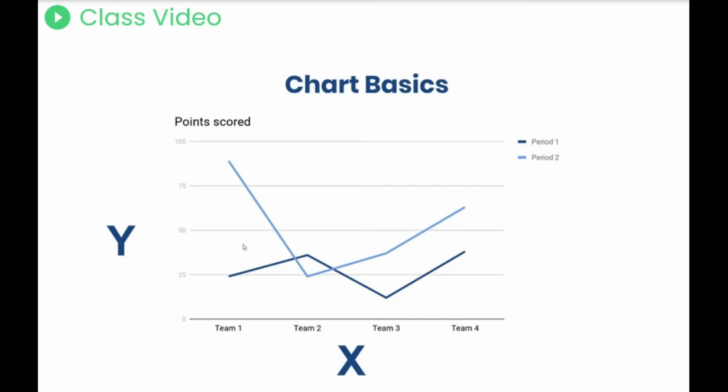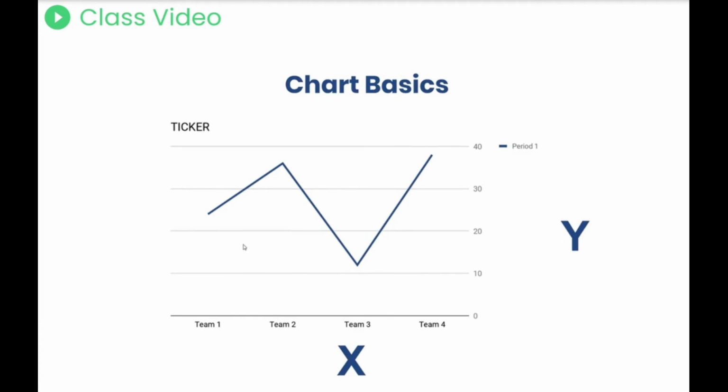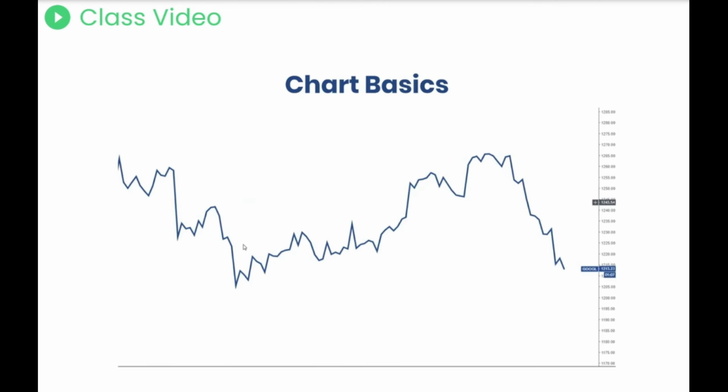So, like I said, all charts basically follow this format with some minor changes. And one of the minor changes that we see in a financial chart is a shift of our Y coordinate to the right-hand side. Now in this case, we have a ticker on the top, we've got price on the right, and on the bottom we still have teams. But in order to convert this to an actual financial line chart, we need to make one more change, and that is converting the X coordinate from being representative of teams to being representative of time.